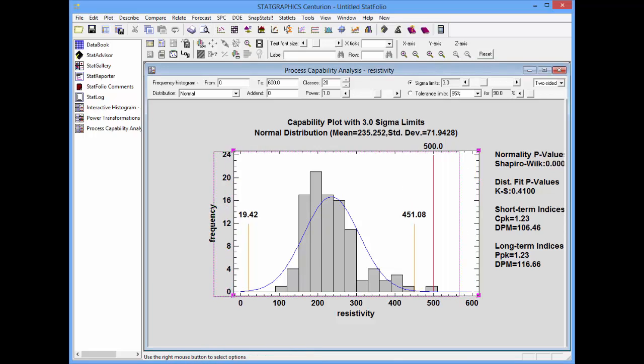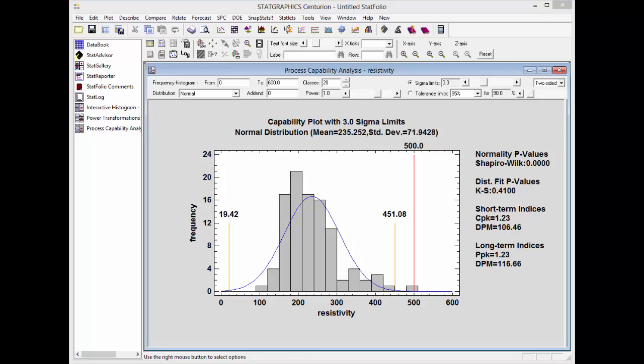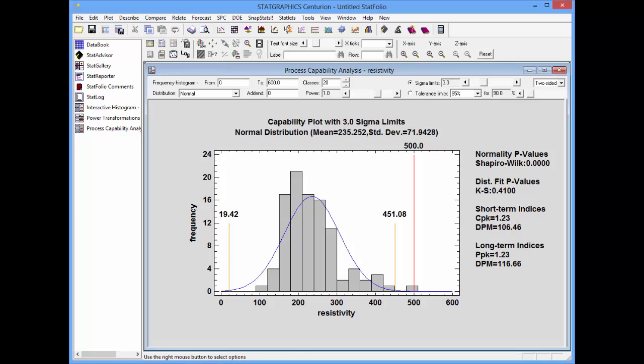When I open up the analysis window, it will by default fit a normal distribution to resistivity. There's a lot of interesting information on this screen. You see in the right-hand margin capability indices, both short-term and long-term. You see a CPK and a PPK value. You see estimates of defects per million, which is the estimated number of components that would be above my upper spec of 500. You see short vertical lines at the mean plus and minus 3 standard deviations.